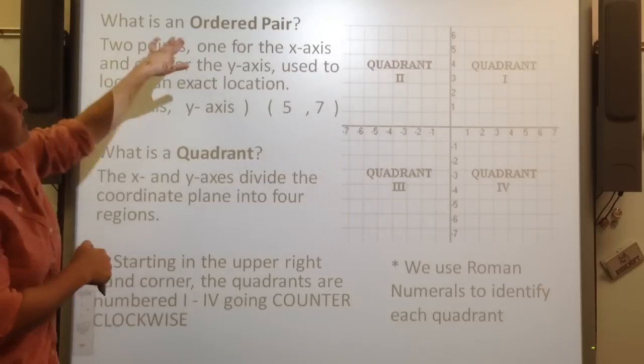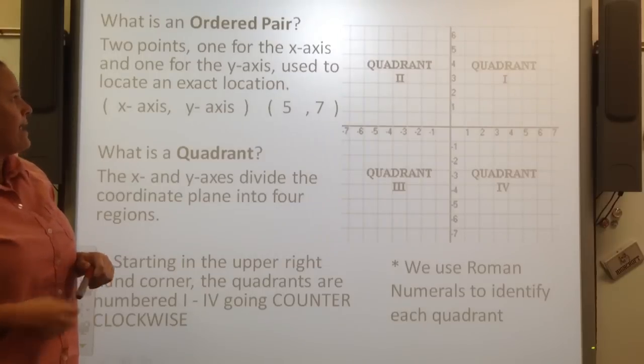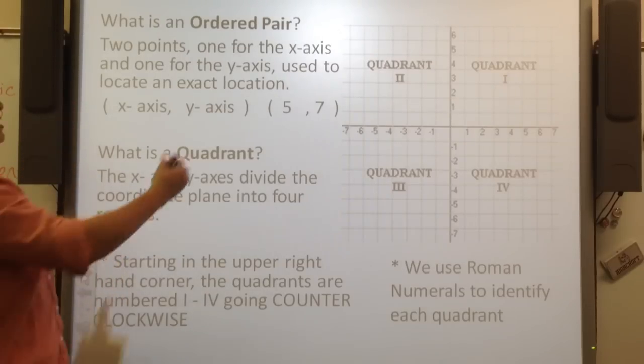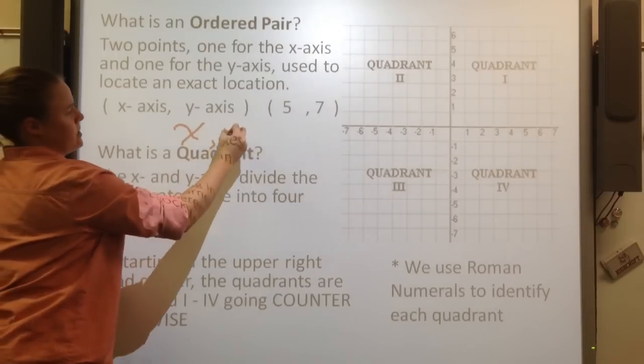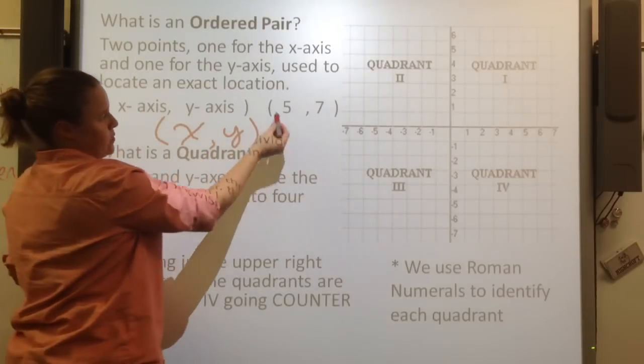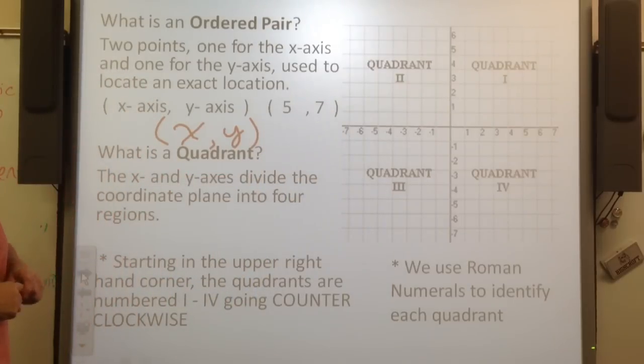So next thing is, what is an ordered pair? 2 points, one for the x-axis and one for the y-axis, used to locate an exact location. So they're marked by x, then y. So the x-axis first, then the y-axis. For example, 5, 7. That's an ordered pair.